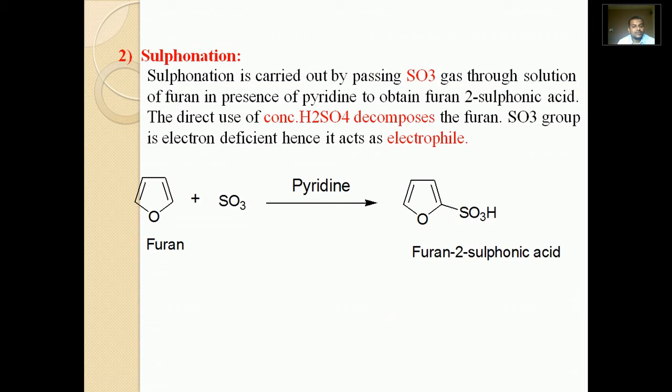Now the sulfonation. Sulfonation of furan is carried out by passing SO3 gas. SO3 gas itself is electron deficient. As we see in the resonating structure of sulfur trioxide, the central sulfur atom acquires a positive charge because it is attached to the more electronegative oxygen. Hence, it acts as an electron-deficient electrophile. That's why the sulfonation is carried out by passing SO3 gas in the presence of pyridine, and it will give rise to furan-2-sulfonic acid. That is, the SO3H group will be attached at the 2 position.